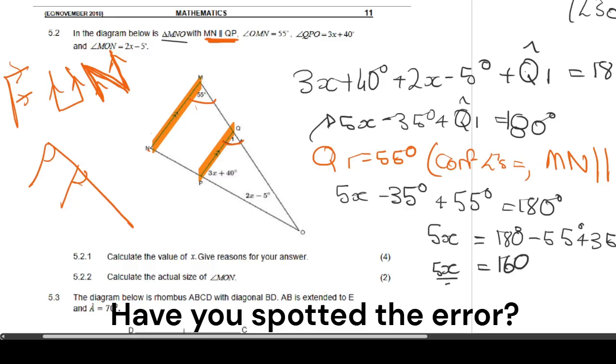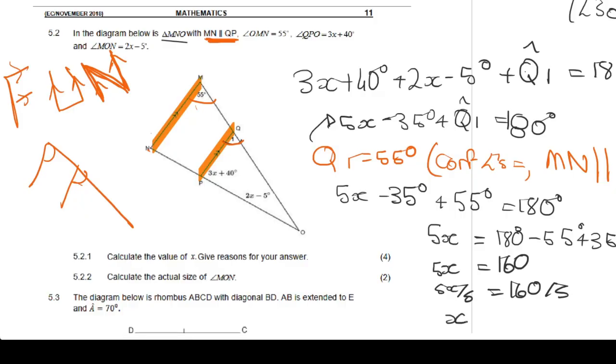Divide both sides by 5. So it'll be 5x divided by 5 equals 160 divided by 5. So this is 1x alone, right? So what's 160 divided by 5? 32. So x will be equal to 32 degrees, right? So I'm sure they'll give you a mark for your statement and your reason, or I think just for your reason over here, and then your answer.